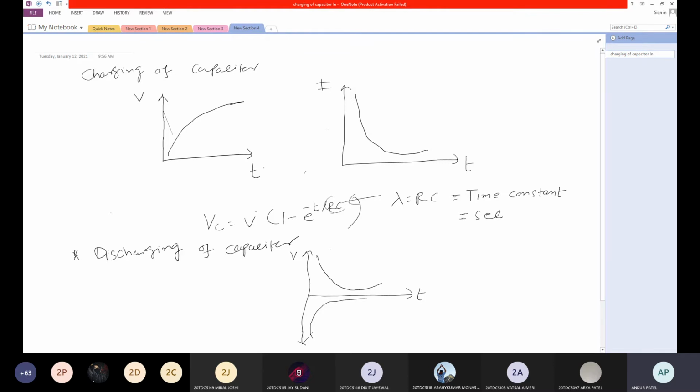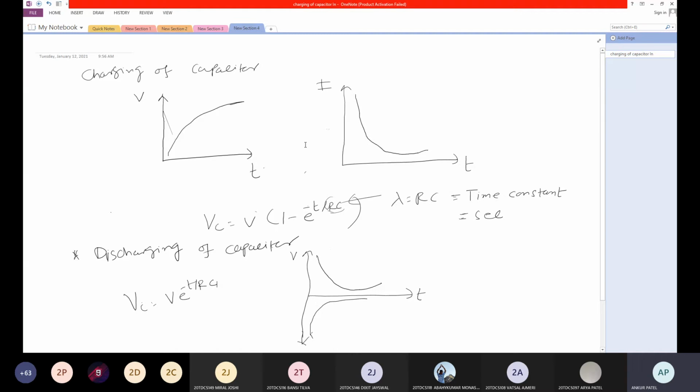Equation of discharging? Vc equal to V into e raised to minus t upon RC. Yes, this is the equation for discharging. Suppose you want to show the calculation at any moment.